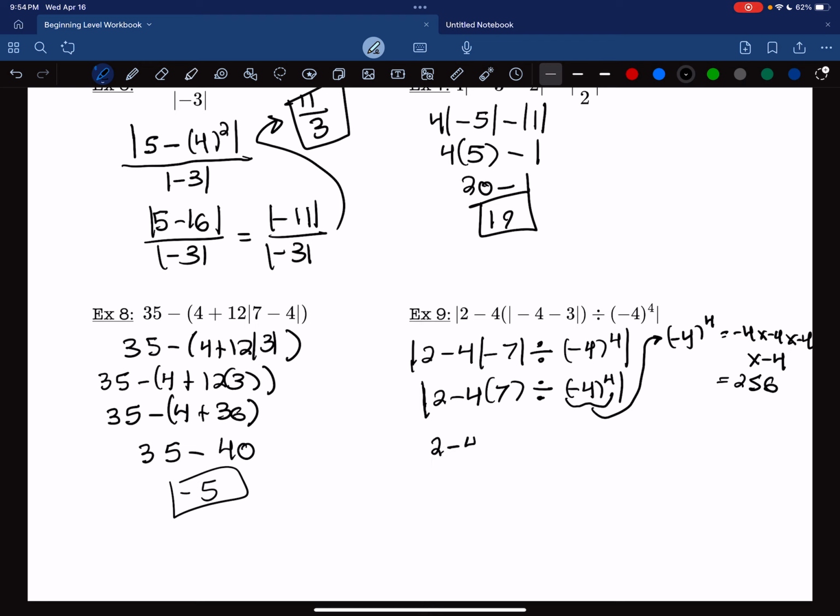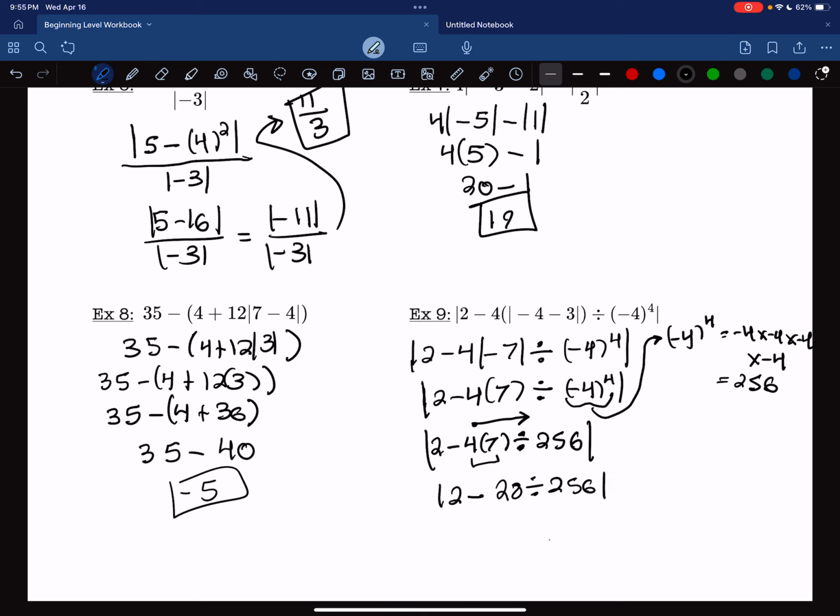So we get the absolute value of 2 minus 4 times 7 divided by 256. So we now have subtraction, multiplication, and division. So we're going to do this 4 times 7 first because we have multiplication and division, and when we do that, we're going to work from left to right. So I'm going to draw this arrow here, so that we can see what we're doing. So we're going to do 4 times 7, which is 28. And we're going to divide that by 256.